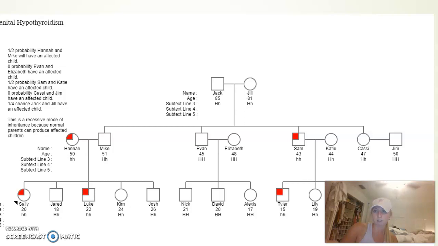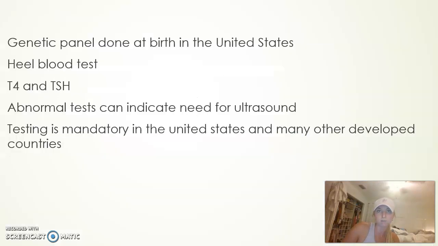The red box in here indicates that that's an affected individual. So I have the probabilities listed and all that. You can go over that if necessary, but we've already talked about it in our past projects.